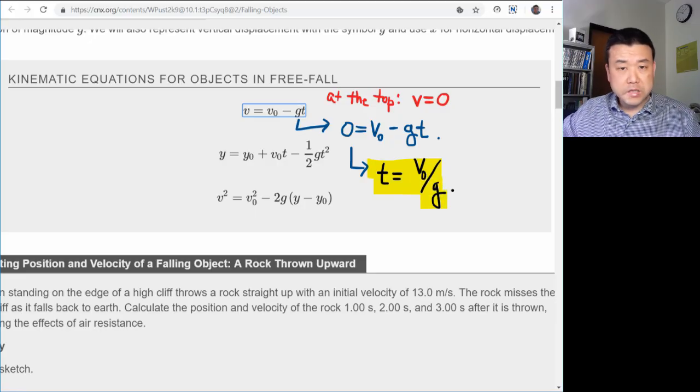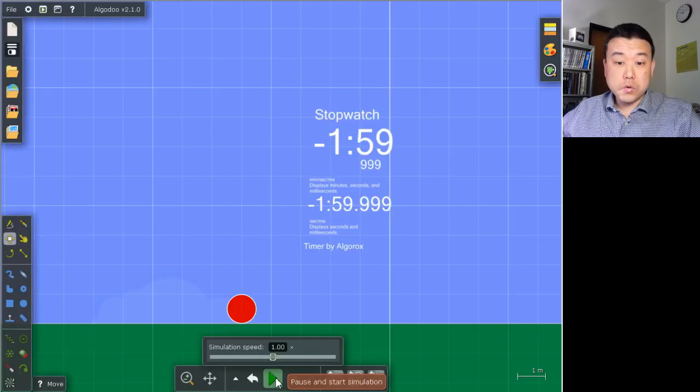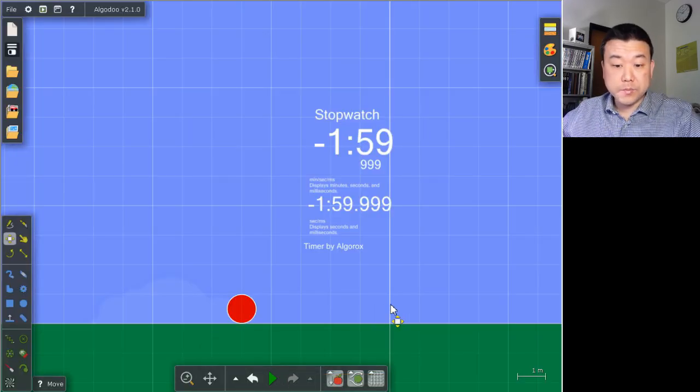Let me show you the simulation to help you develop your intuition and also to help us answer part B with a little bit of a shortcut. So this is the same simulation we used before, but instead of dropping the ball, we want to give it a little initial velocity upward.